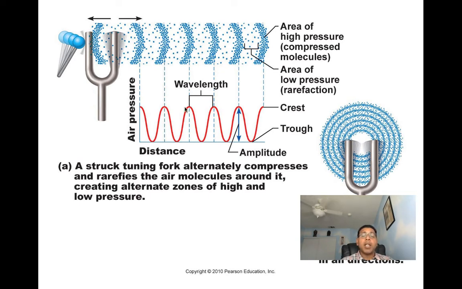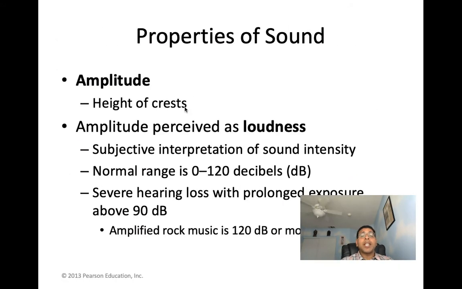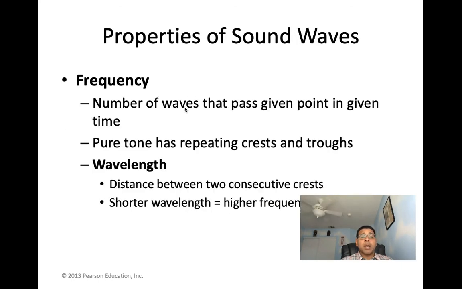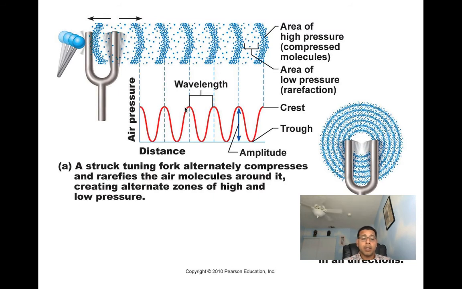Sound is described in terms of two physical properties, frequency, and we'll see amplitude. First, let's talk frequency. Frequency is defined as the number of waves that pass a given point in a given time. The distance between two consecutive crests or troughs is the wavelength of the sound. So the crests you can see are the tops of the wave, and then the troughs are the bottoms of the wave. Again, the distance between two consecutive crests or troughs is the wavelength of the sound.